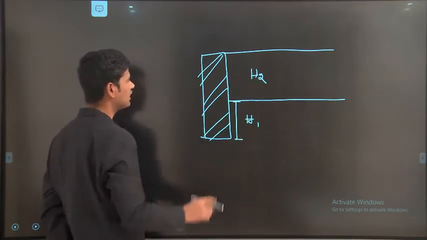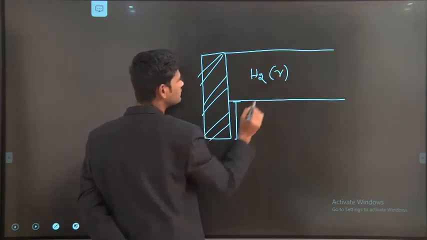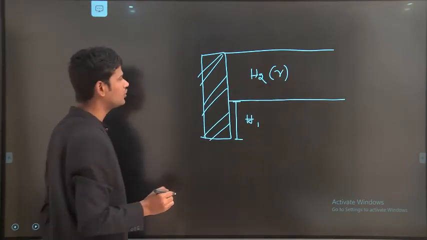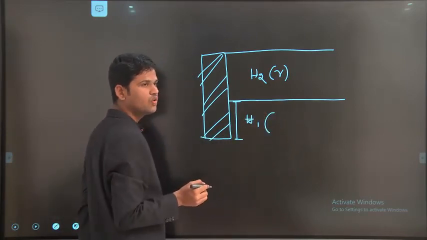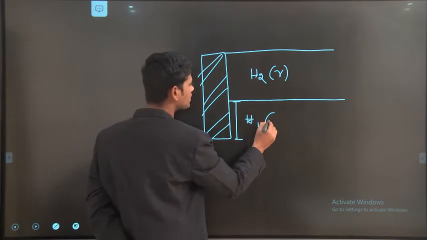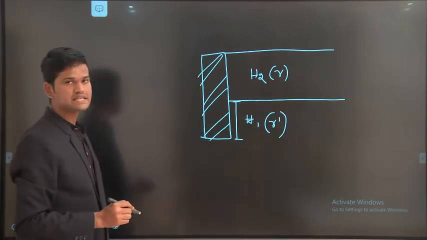Again, if you see here, in H2, the soil has a bulk unit weight of gamma. If you see here, the soil is filled with water, and that's why the unit weight of the soil mass we take as gamma prime, or gamma submergence.